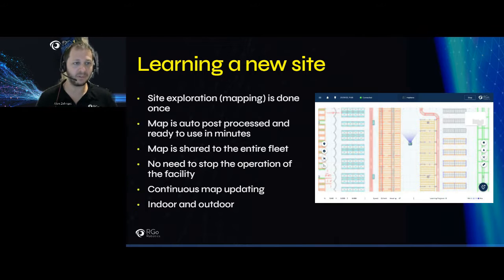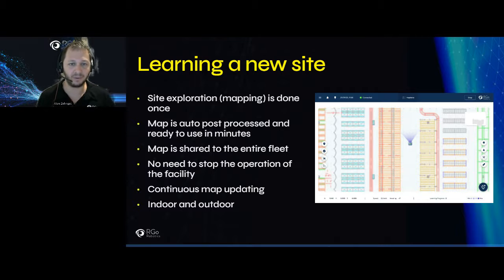And I think what's most important is there's no need to stop any operation of the facility. The perception engine can explore the site even if the operation is continuous, the forklifts are moving, and the people are moving around. There's no need to shut down the warehouse, which is very critical for customers when they want to deploy on an operational site. As Mathieu mentioned before, the map is continuously updating, and if there is movement and change in the facility, the map will automatically update itself continuously. And as I mentioned before, it also works indoor and outdoor.